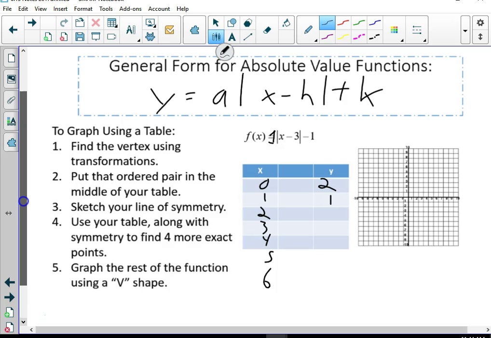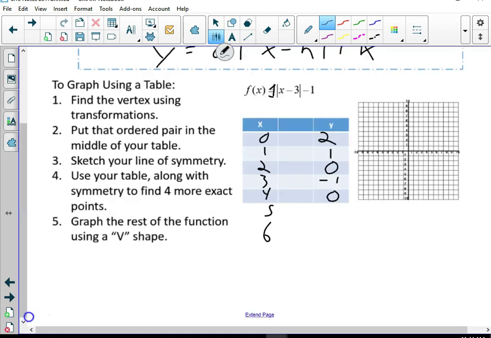2 minus 3 is -1. Absolute value of that is positive 1. Minus 1 is 0. 3 minus 3 is 0, no absolute value needed for that. Minus 1 is -1. 4 minus 3 is 1. Absolute value of that is 1. Minus 1 is 0. It's coming back up. 5 minus 3 is 2. Absolute value of 2 is 2. Minus 1 is 1. 6 minus 3 is 3. Absolute value is 3. Minus 1 is 2.